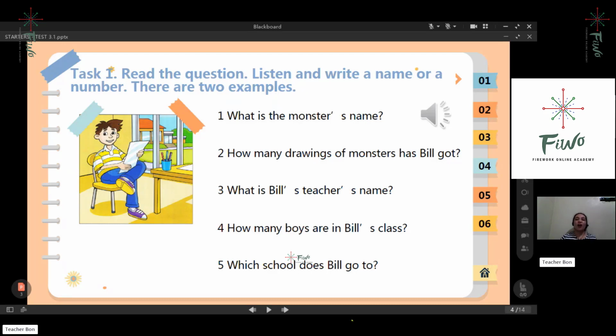Okay, number two. How many drawings of monsters has Bill got? 15. Okay, 15 drawings. 15 drawings of monsters. Has Bill got? Okay, you can say it like this: Bill has got 15 drawings of monsters.